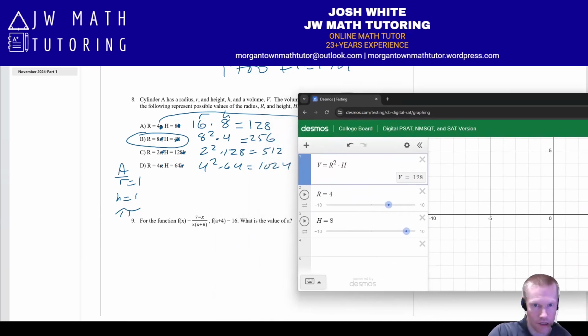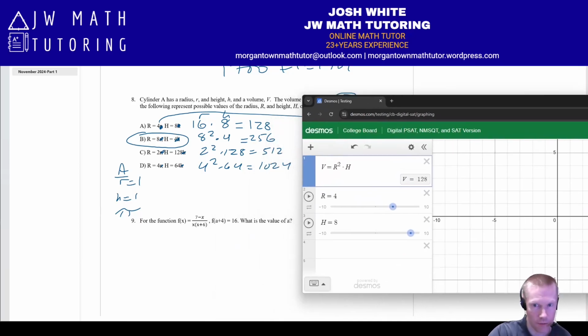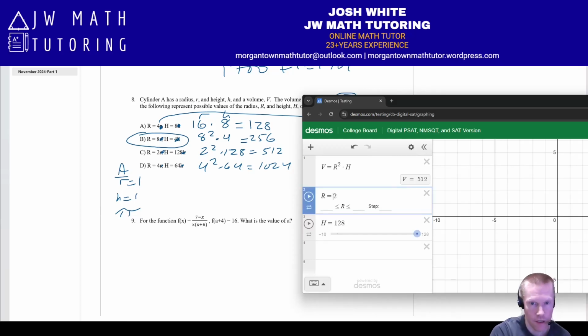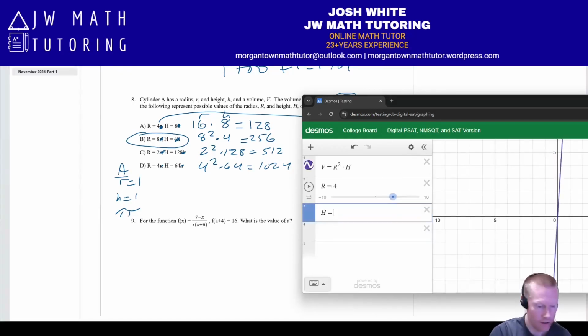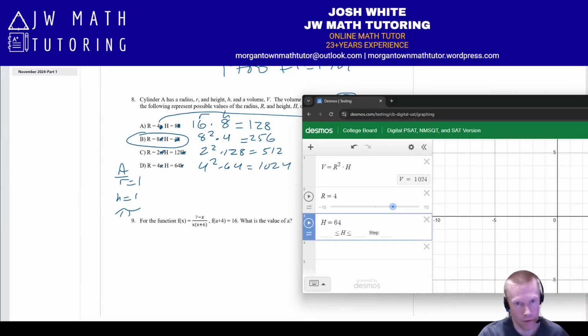So you can see this one for A, it's just going to be 128. And then if you change it for B, now it's 256. And then you can see for C, it's 512. And then you could also plug it in here for D, 1024. So B is going to be the correct answer.